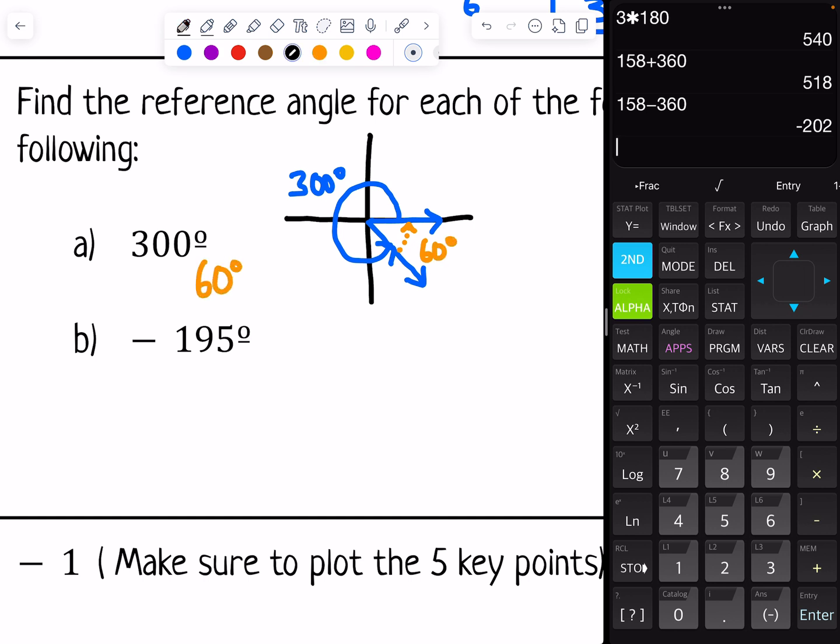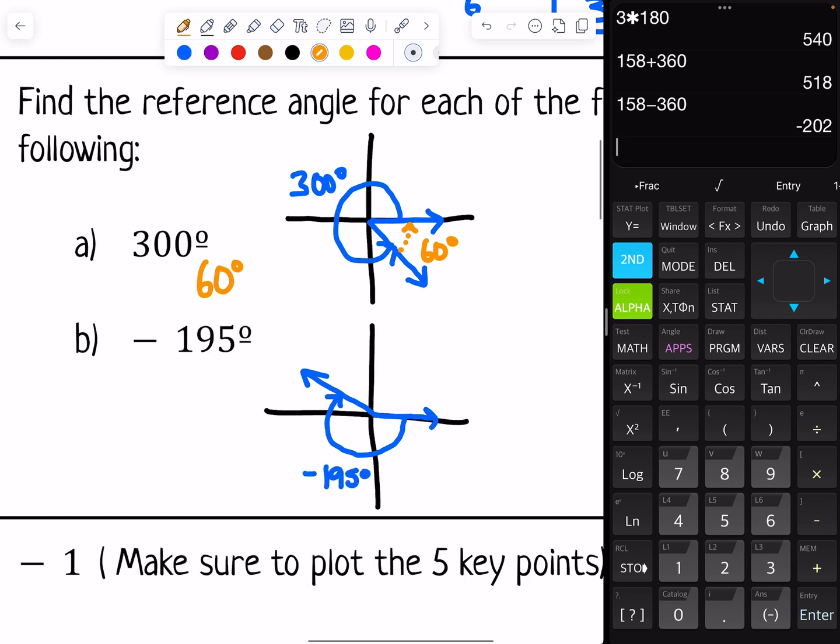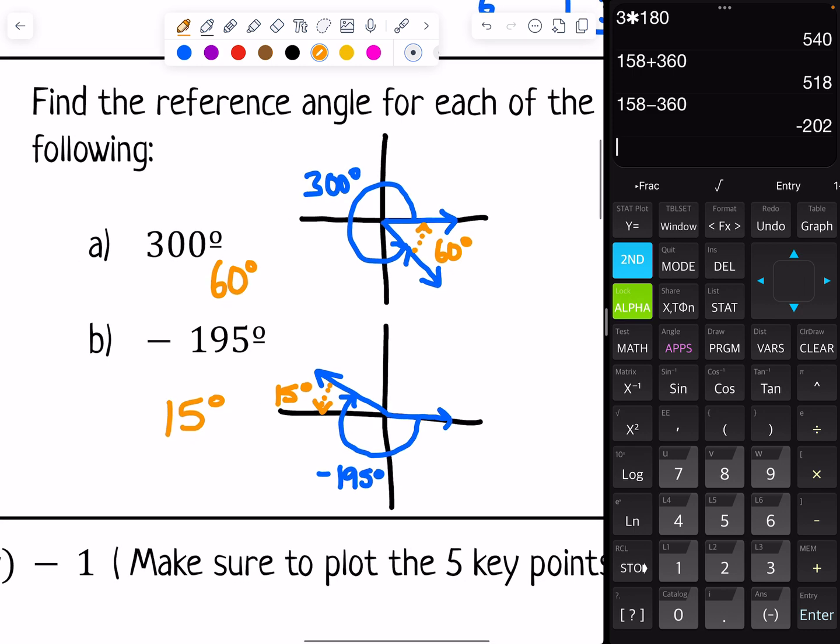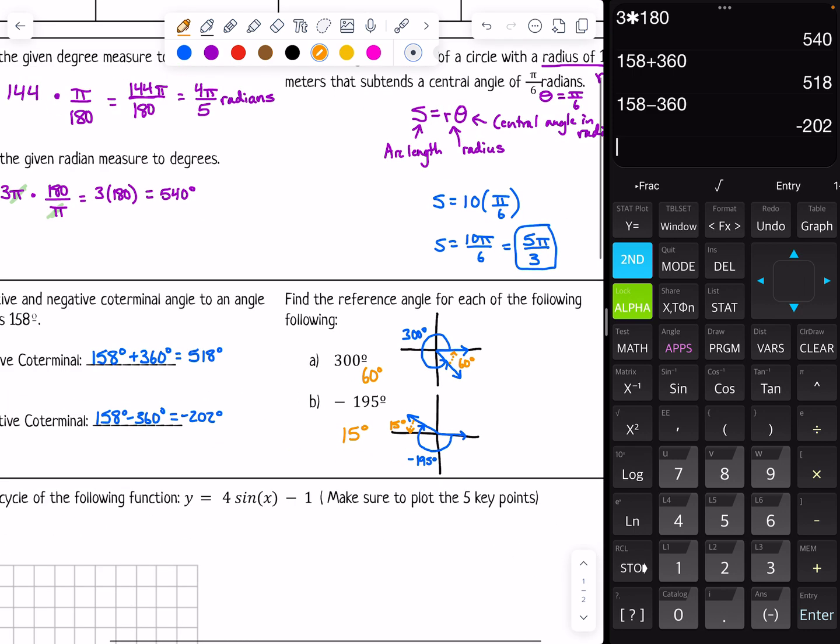Then let's sketch out negative 195 degrees. So negative 195 starts in standard position and goes around, and it goes a little past 180 because it's negative 195. So then the closest distance back to the x-axis would just be how much further it went past 180. So that was just 15 degrees right there. So that is the reference angle for negative 195. And that's it for number 2.